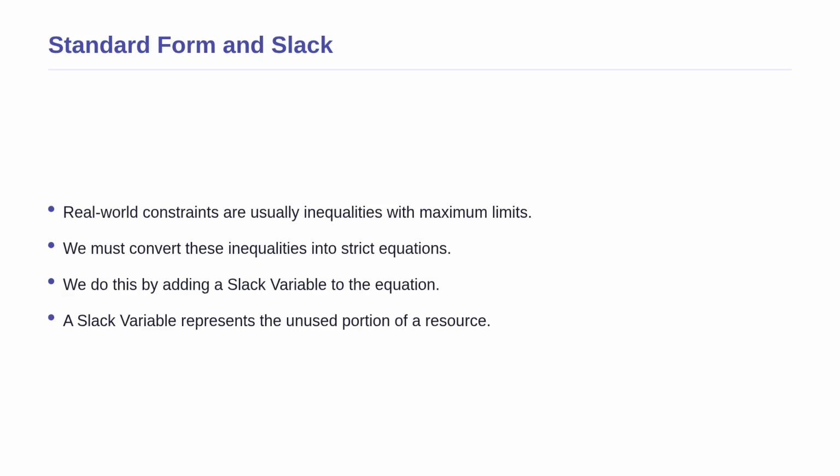Before we can start jumping between corners, we must prepare our problem. Real-world constraints are usually inequalities, like having a maximum limit on machine hours. However, we cannot easily do algebra with inequalities. To fix this, we convert them into strict equations by adding what is called a slack variable. A slack variable simply represents the unused portion of a resource. For example, if you have a budget of $100 and spend $80, your slack is $20. Adding the slack makes the spent amount perfectly equal the limit.